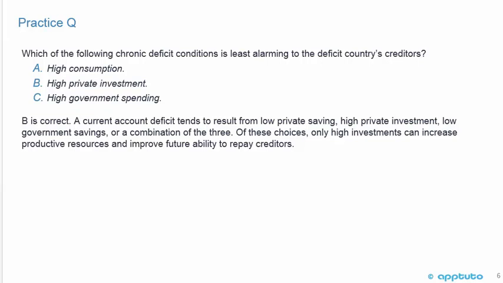Of these choices, only high investment can increase productive resources and improve the future ability to repay creditors. So which of the following chronic deficit conditions is least alarming? The least alarming is the high private investment, because high private investment can increase the productive resources and that will improve the future ability. High consumption, no, you're consuming. High government spending, it depends what they're spending on, okay?